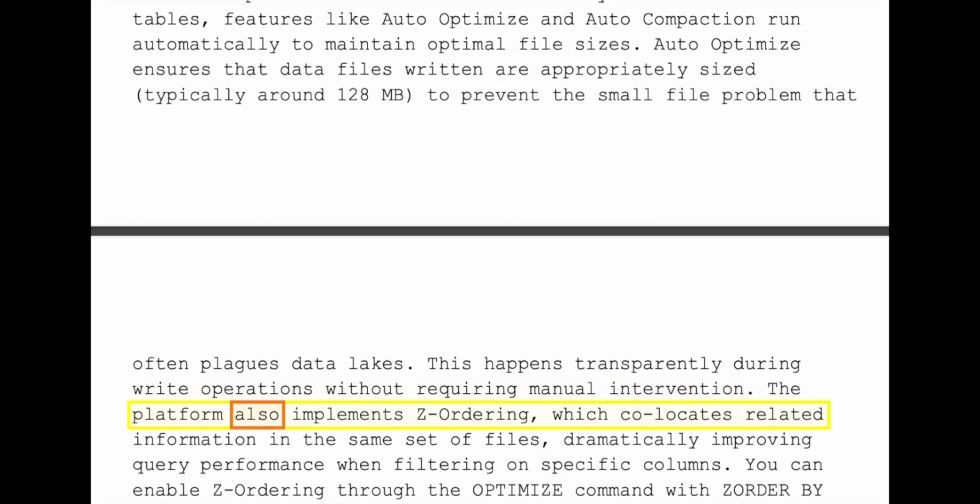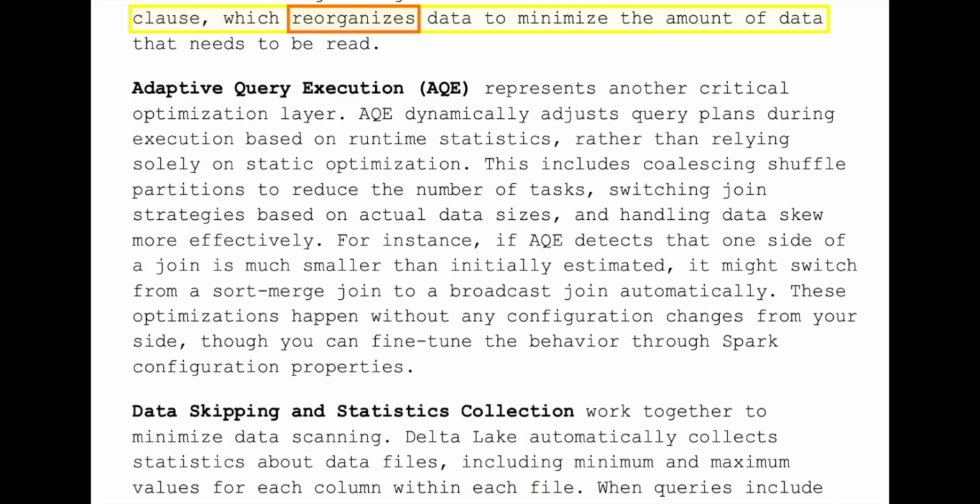The platform also implements Z-ordering, which co-locates related information in the same set of files, dramatically improving query performance when filtering on specific columns. You can enable Z-ordering through the OPTIMIZE command with the ZORDER BY clause, which reorganizes data to minimize the amount of data that needs to be read.